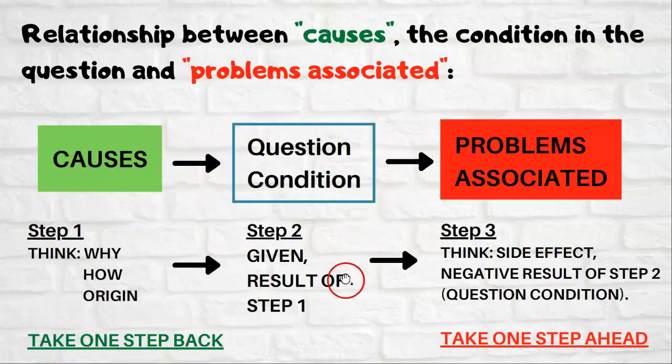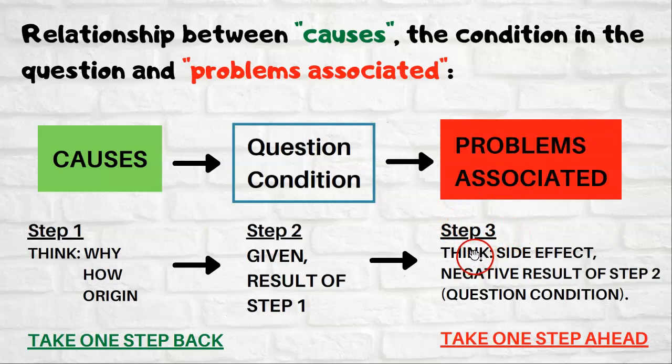The question condition should also be well understood, and the position of the condition should also be well understood when it comes to causes, the question condition, and the problems associated. The question condition is what will be given to you. It will be the result of the causes, and it is step 2 of the whole process. The problems associated, remember the color coding red, is step 3 of the process.